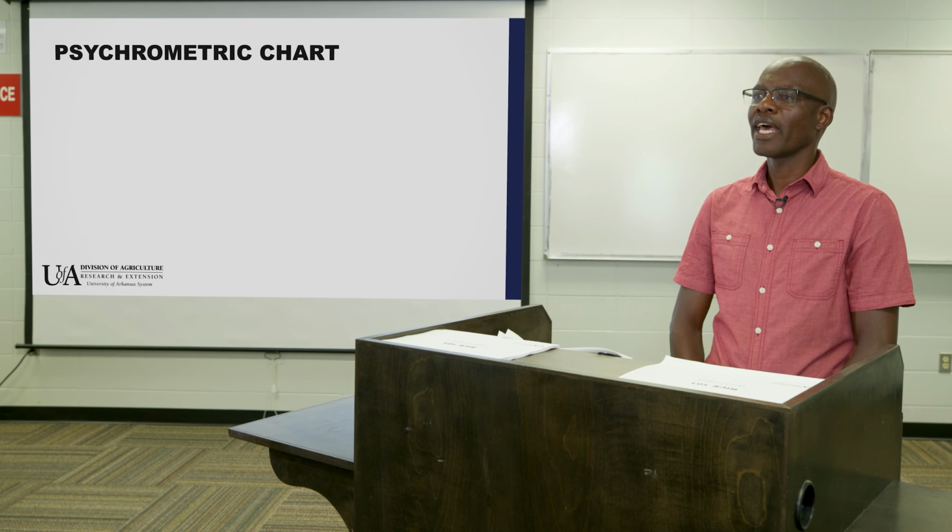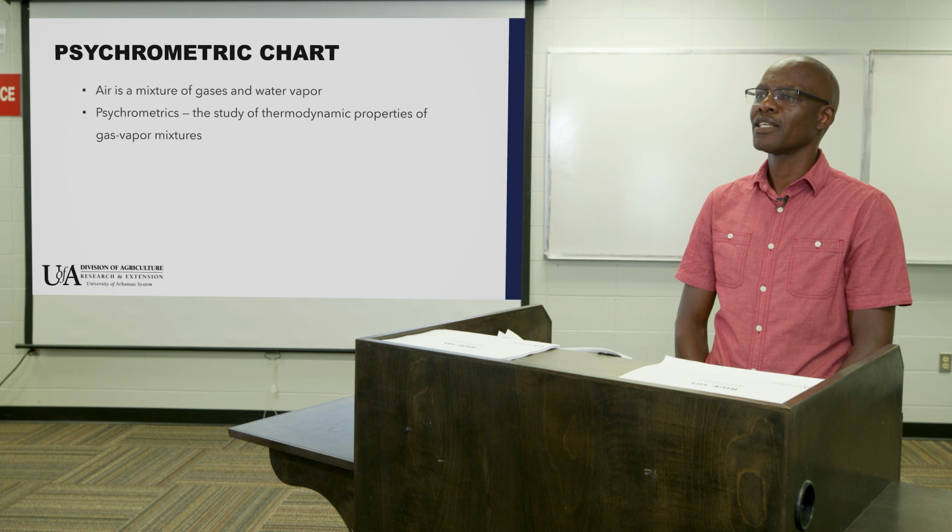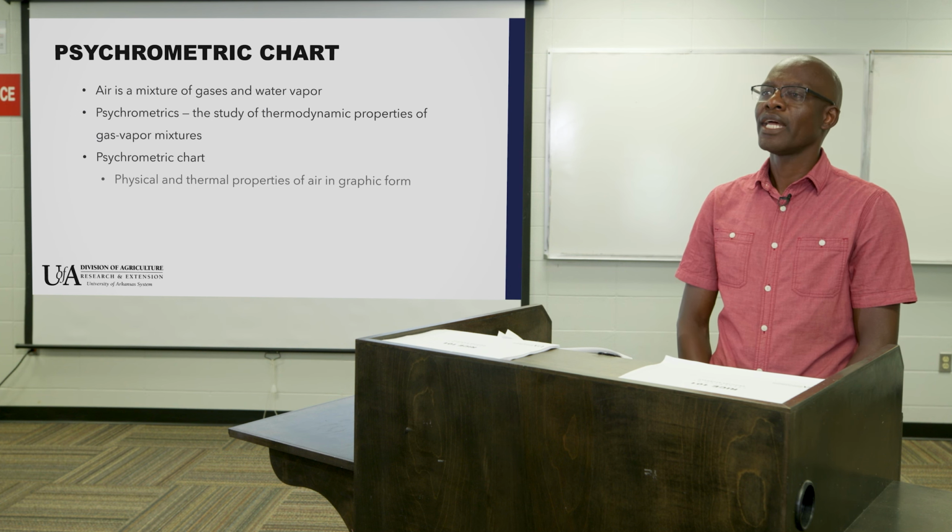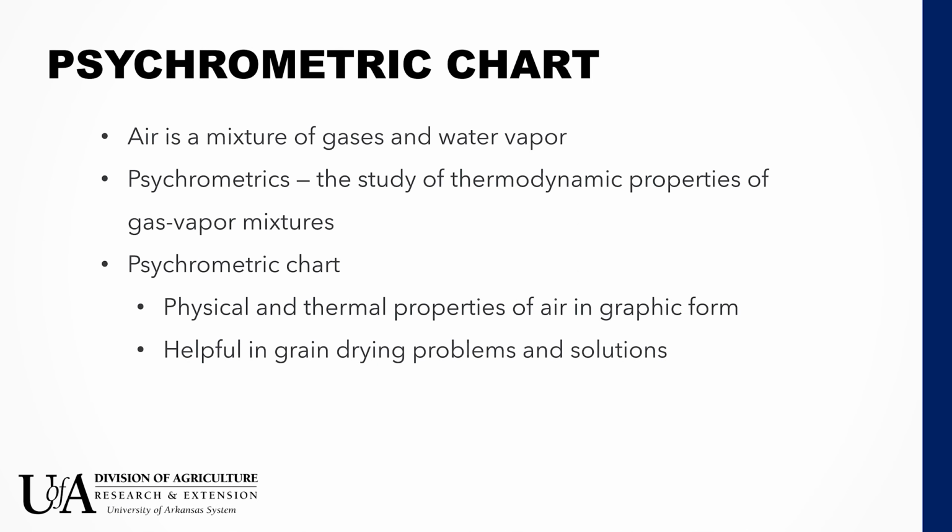Now, to begin with, I want to start by saying that air is a mixture of gases and water vapor. And psychrometrics is the study that helps us to understand these thermodynamic properties of the gas and water vapor mixtures. Psychrometric charts have been developed and are available for us to see the interactions among these physical properties, and this is very vital and important for us, especially when we are doing drying problem calculations.